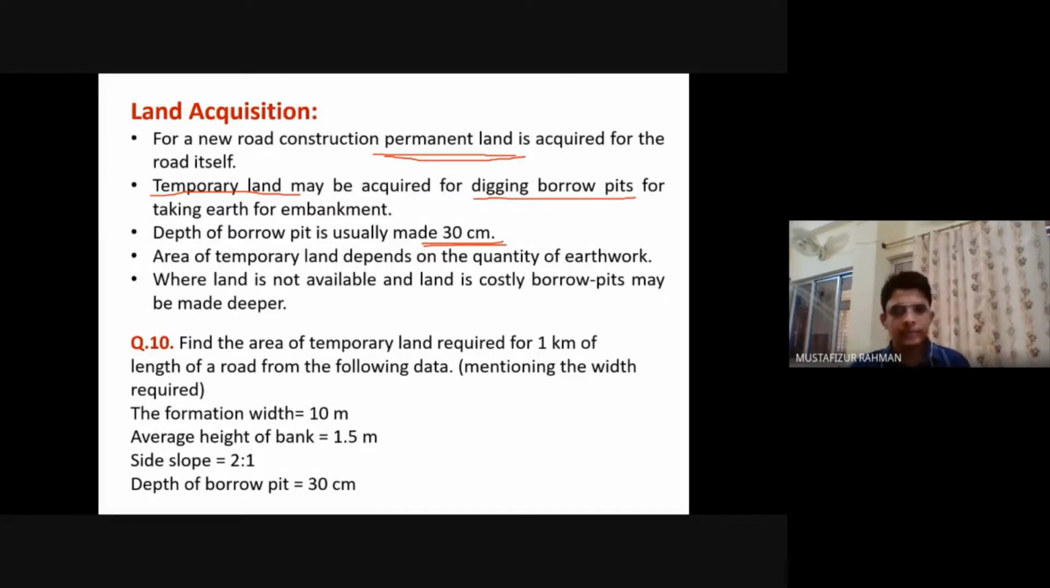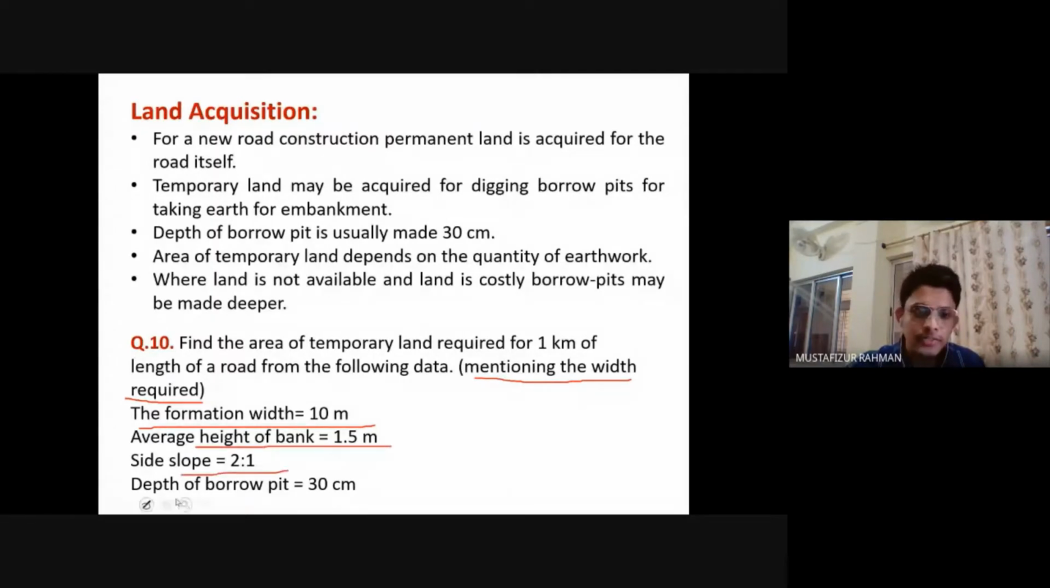Now the question we have: find the area of temporary land acquisition. Find out the temporary land that will be required for 1 kilometer of length. Okay, we are given some data and we have to mention the width that will be required for the temporary land acquisition side of the road for embankment etc. purposes. Now the data that are provided: formation width is given 10 meter, height of the bank, that is the embankment, is given, side slopes are given, and depth of borrow pit is given 30 centimeter.